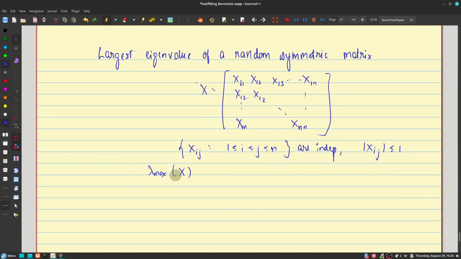Even before we go ahead, I'm making no assumptions on the distribution, but at least let us get a sense of how large or small lambda max can be. How large can it be? Any guesses? Summation? Which could be n. Can you give an example of a matrix for which lambda max is equal to n?